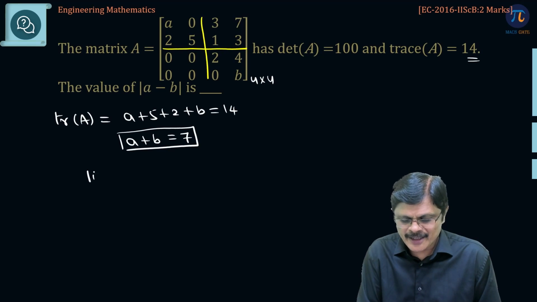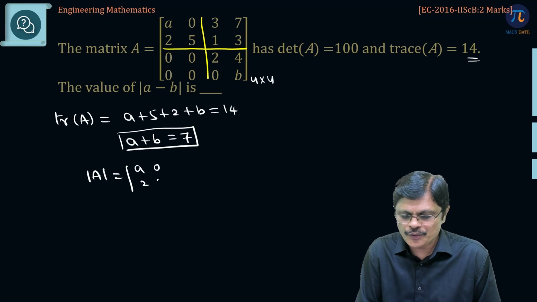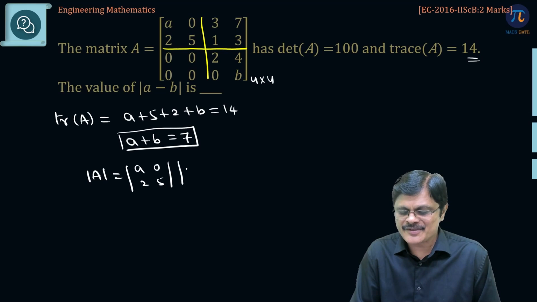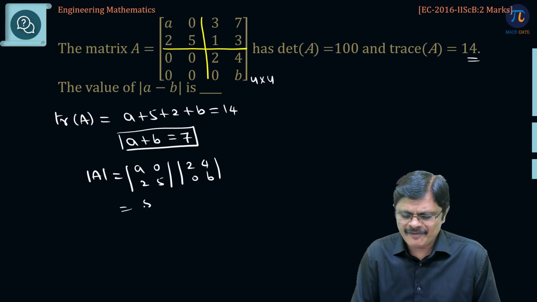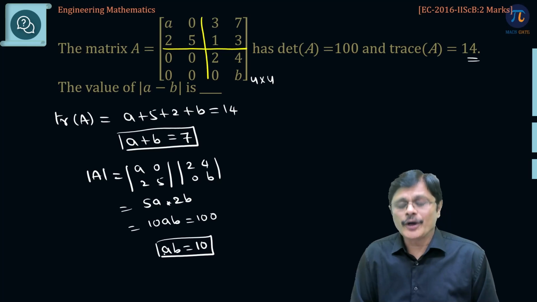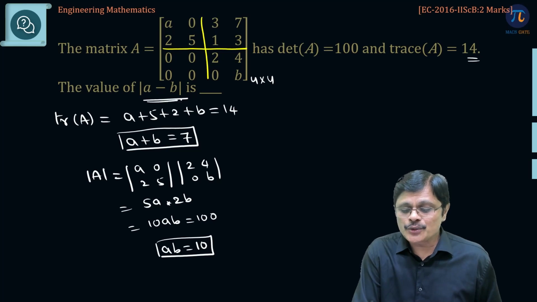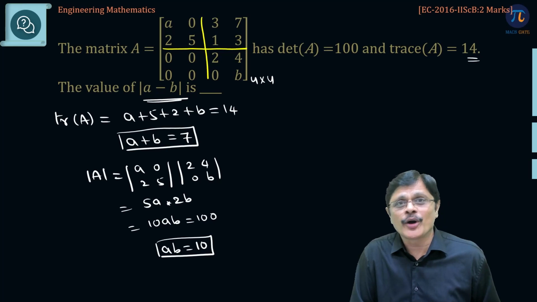You can easily find the determinant of A as the determinant of this P, that is A, 0, 2, 5, and the determinant of this S, which is 2, 4, 0. And this determinant is simply 5A, and this determinant is simply 2. So, the product is 10A, but it is given as 100. So, we get A B is equal to 100 by 10, which is 10. So, you got two relations between A and B.